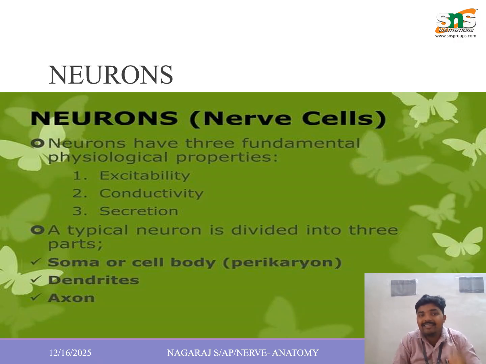These are three processes. Then a typical neuron is divided into three parts: the soma or cell body, the dendrites, and the axon. These are the three parts of a typical neuron.